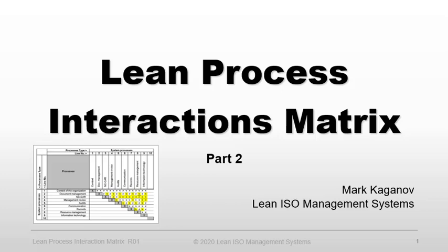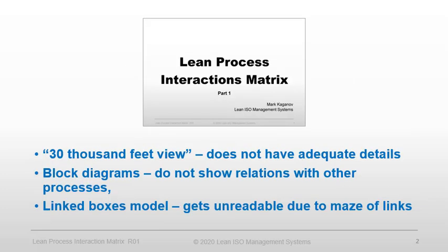In this part 2, we will finish our saga about lean process interaction metrics. In part 1, we examined 3 commonly used methods for documentation of interactions of processes. We found that none of them offered a complete solution. The 30,000 feet view did not have adequate details. Block diagram did not show relations with other processes, and link boxes model gets unreadable due to maze of links. To summarize, diagrams either did not show all relations or became unreadable because of hundreds of links.